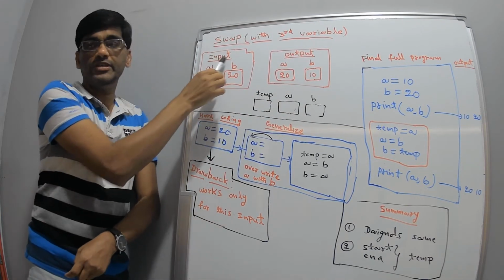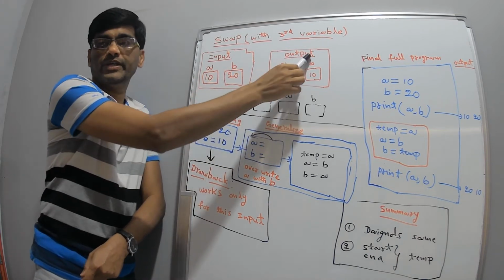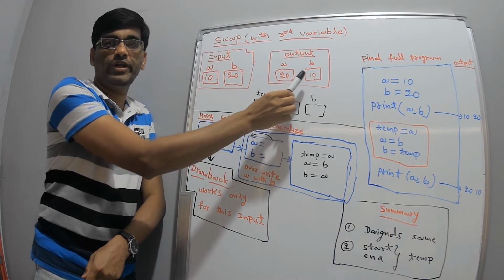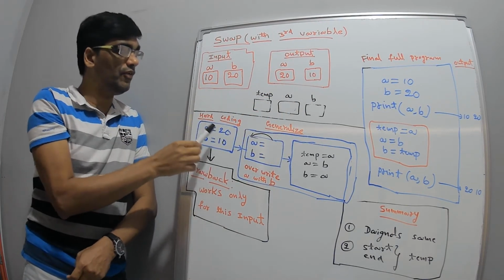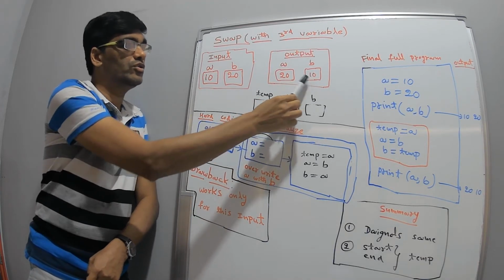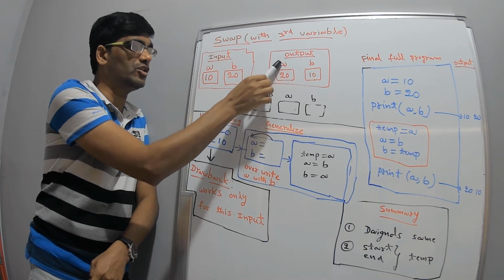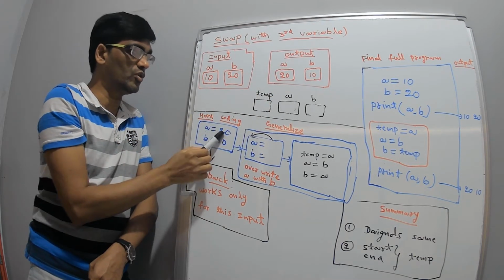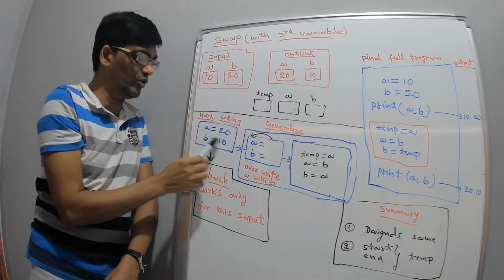Okay, here the input is given as a is equal to 10, for example, b is equal to 20. Expected output is a is equal to 20, b is equal to 10. So first of all, what is the output we need? 20, 10, right? So we can directly write a is equal to 20, and you want b is equal to 10, so we can write directly b is equal to 10.